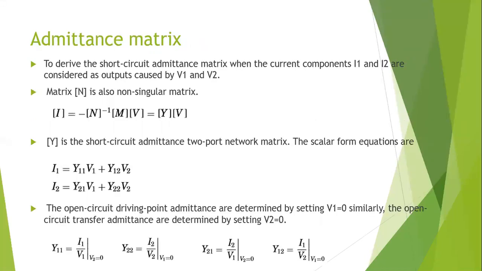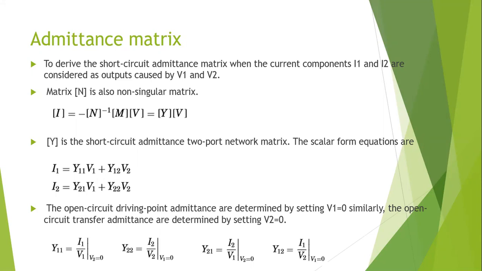Admittance matrix. What is admittance? It is just the inverse of impedance. To derive the short circuit admittance matrix, the circuit current components I1 and I2 are considered as outputs caused by V1 and V2. Here I1 and I2 are the currents, and V1 and V2 are the voltages.